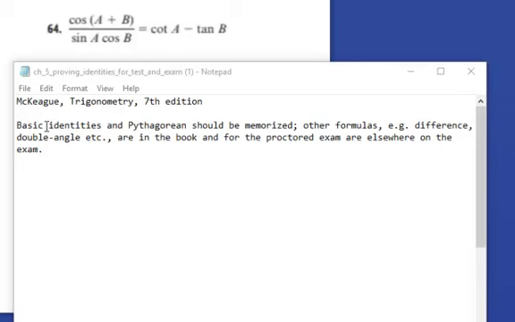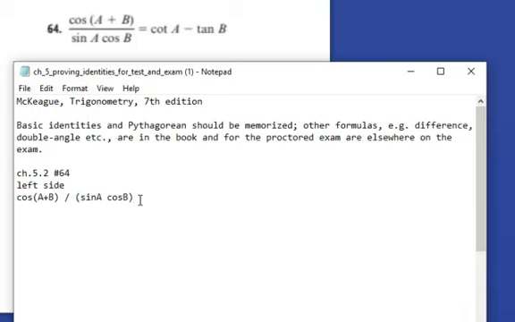And so the first one that I chose is number 64 from chapter 5.2, and you can see it there. So here, that's where it comes from. So the left-hand side, I'm going to write down. In fact, I have prepared this before, so there it is. So left-hand side, cosine A plus B over sine A cosine B.